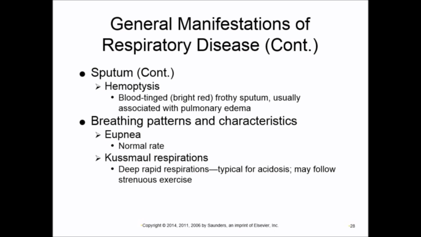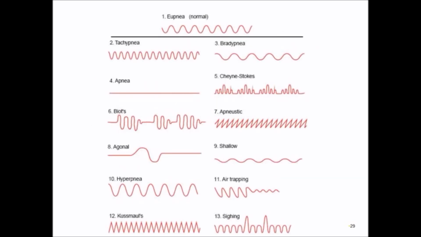Eupnea, EU before any word means normal, right? Kussmaul respiration, fast and deep, which means acidosis or strenuous exercise. Strenuous exercise is a natural cause. If you're exercising really hard, that's normal. You have to breathe fast and deep. But what if that's not the case? And this is the pathological one. So this means acidosis. Here are the different types of respiration.